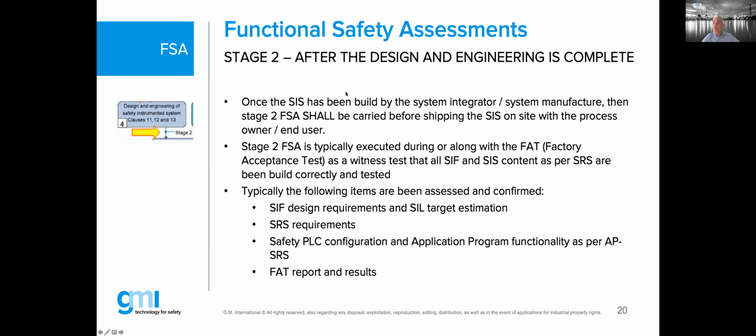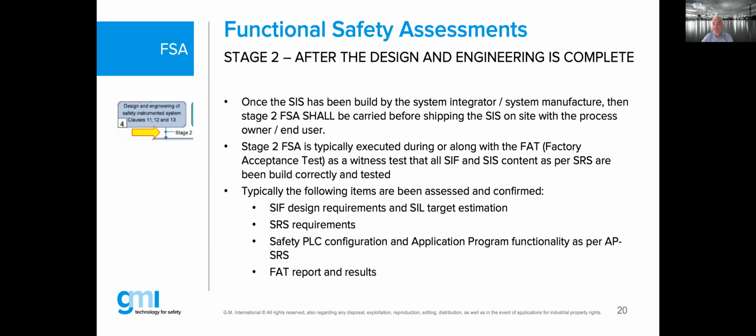Stage number 2. After the design and engineering is complete, that means physically, the system manufacturer, the system integrator physically builds the systems. That is typically where we go in the FAT or factory acceptance test and do expert witness. We're going to look over the shoulder of the people testing the system. We're going to look at the FAT procedure. So once the SIS has been built by the system integrator, system manufacturer, stage 2 shall be carried out. That's a normative requirement by edition 2. Typically executed during, or together with, the FAT or factory acceptance test as a witness, as already mentioned.